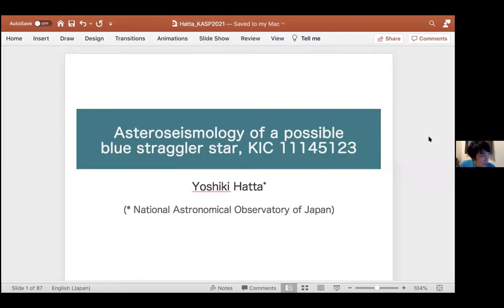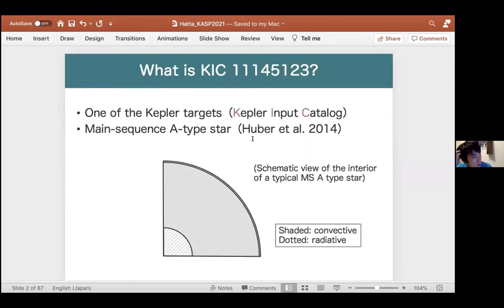Asteroseismology of a possible blue straggler. Today I'm going to talk about asteroseismic studies of one of the Kepler targets. First of all, let me explain what this star is. This star is one of the Kepler targets, observed by Kepler for 4 years. And according to the Kepler Input Catalog, it's categorized as a main sequence A-type star.